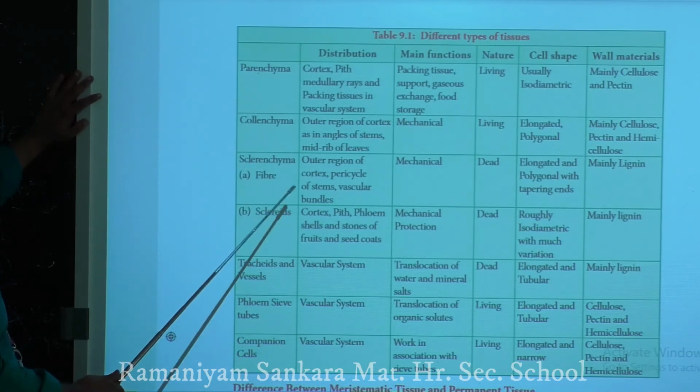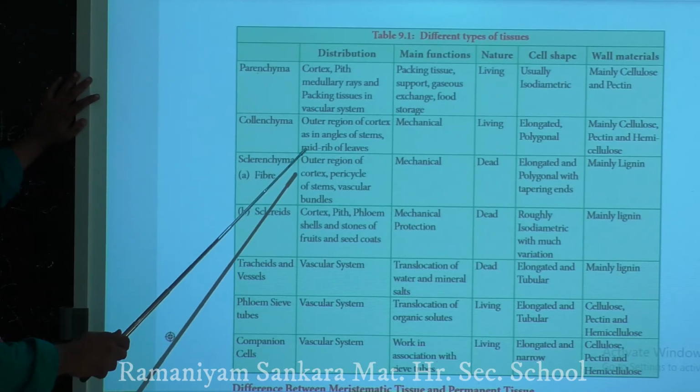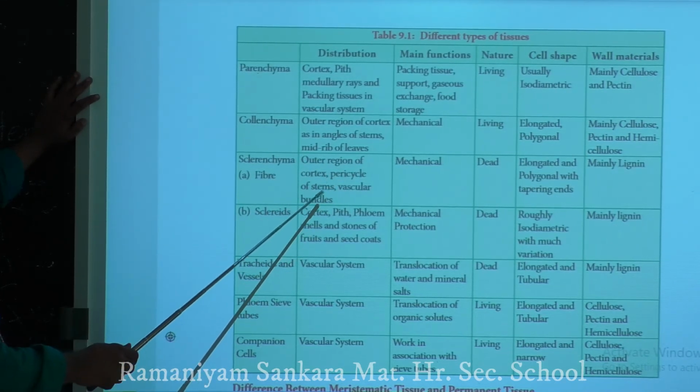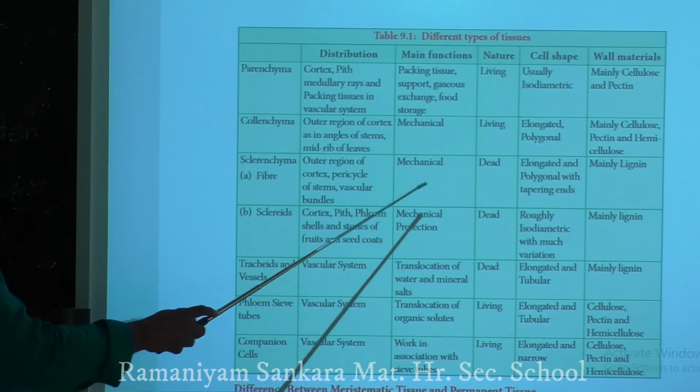Next one, sclerenchyma. There are two types: one is fibers, another is sclereids. Fibers are found in the outer regions of the cortex, pericycle, stems and vascular bundles. Their function is mechanical support. They are dead cells.